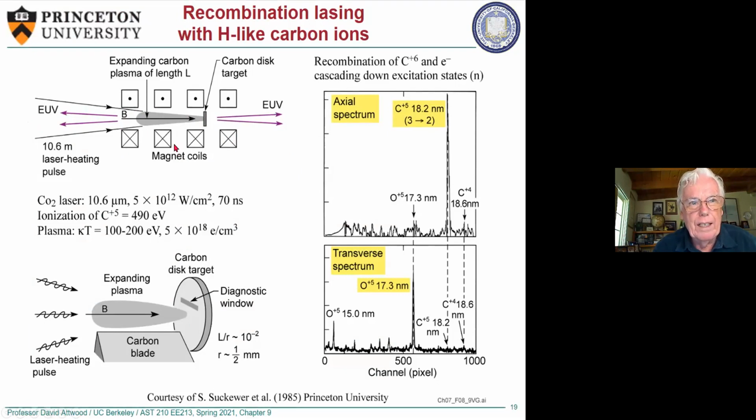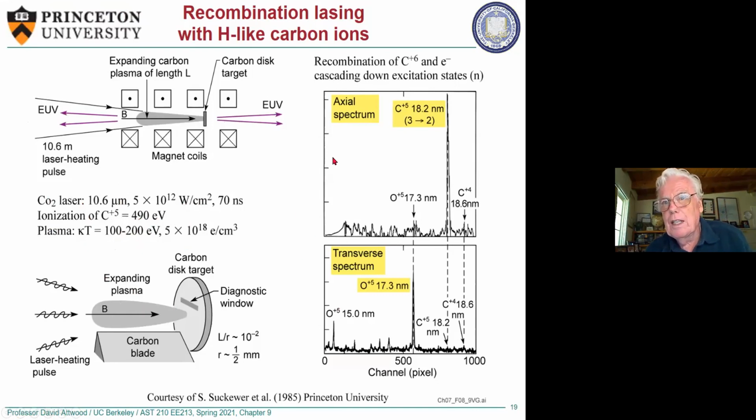They actually heat it with a CO2 laser at this intensity. The ionization of the last electron, the fifth electron, where you've only got one electron left, is 490 eV. So they need a certain temperature. Black body would tell us it's going to be in the 150 eV range. Okay, and this is a little bit of what the geometry looked like.